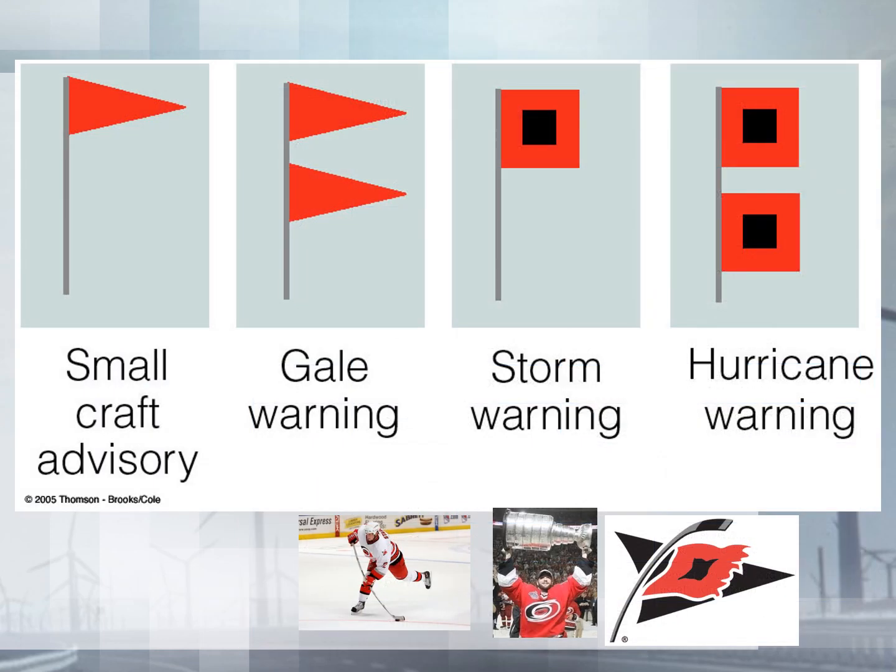And then there are flags that can be flown, say in marinas where people either have their boats or they're going to go rent a boat or go on a deep sea fishing expedition, and they'll put these different flags out to warn people. Even a small craft advisory, you've got a small boat, that is not the time to go out on that boat. And then it goes to gale warning, storm warning, and hurricane warning.